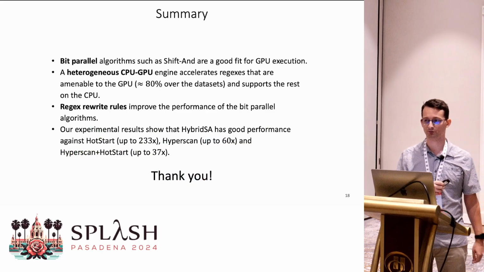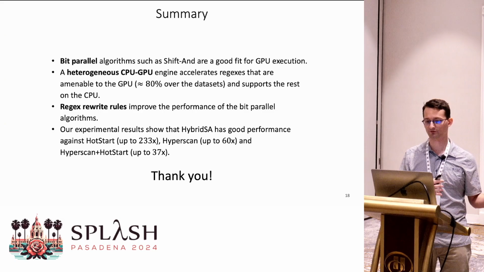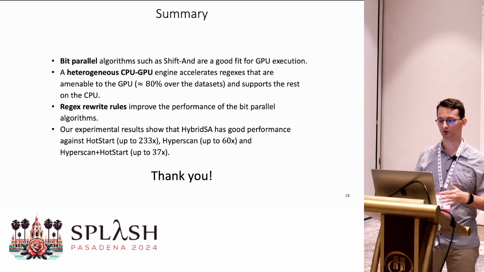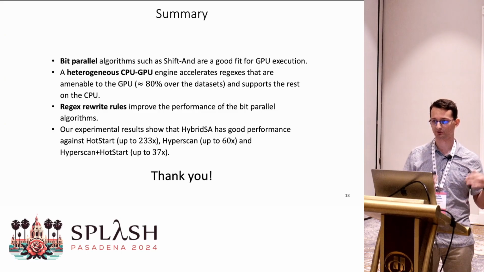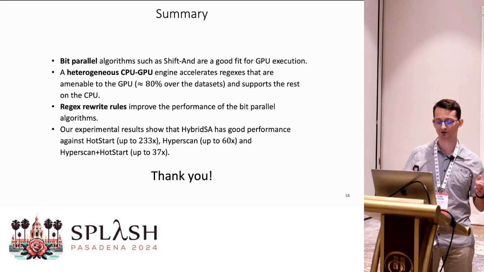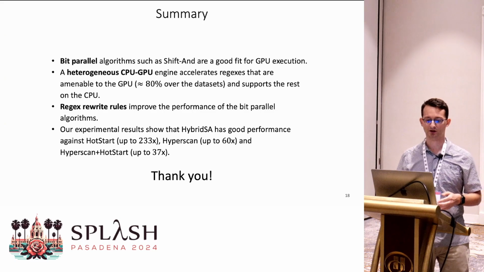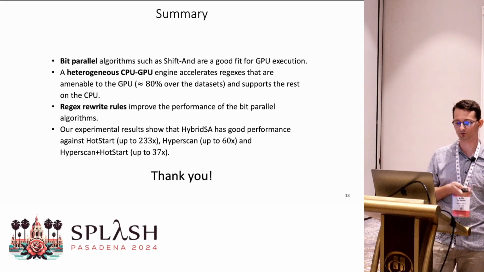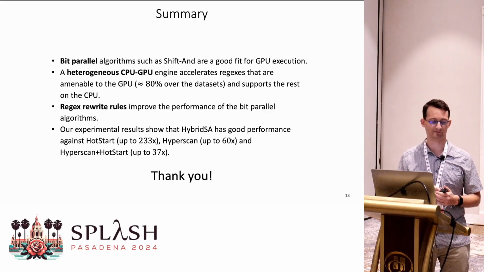So to summarize, what we've shown here with this work is that the bit parallel algorithms are actually a good fit for GPU execution. And instead of a full CPU or GPU engine, a heterogeneous CPU-GPU engine enables us to accelerate most of the regexes on the GPU, while the ones that cannot be efficiently executed on the GPU can be executed on the CPU. We also see that the rewrite rules help improve the performance, and our implementation has good performance against the state-of-the-art engines on the CPU and the GPU. Thank you.